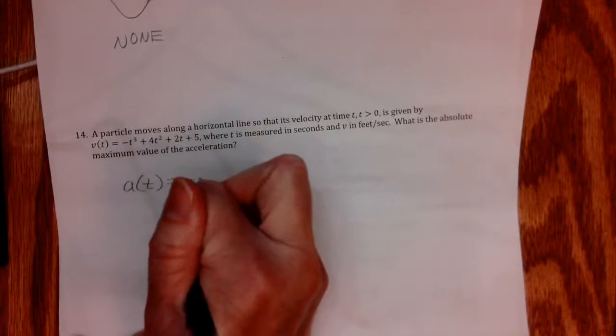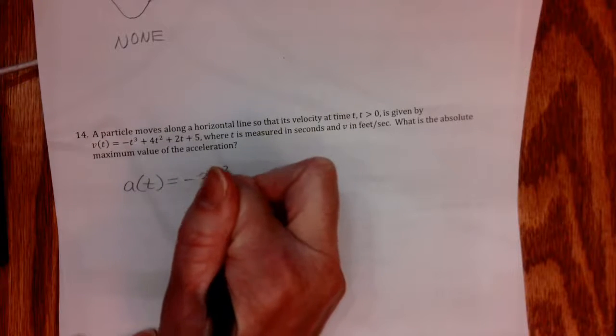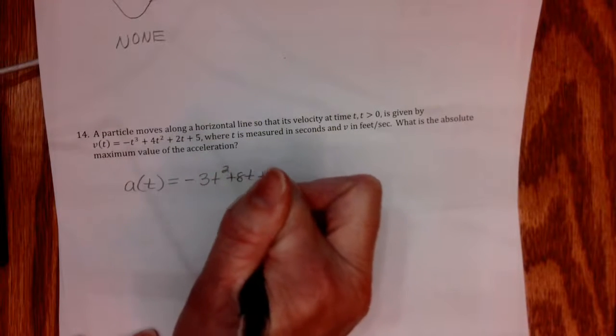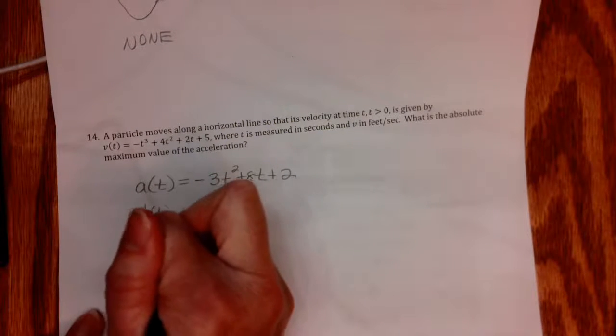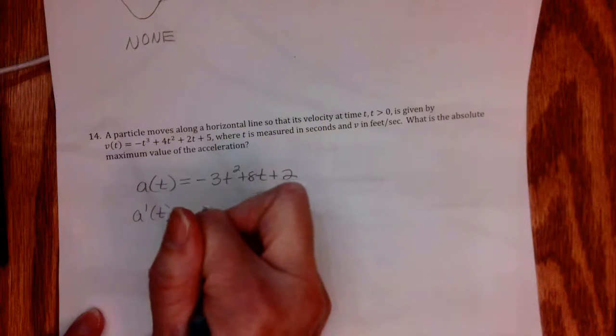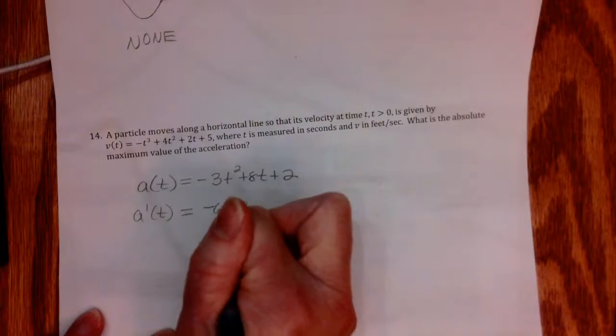I'm going to find the acceleration first because we're asking for the maximum value of acceleration. We get negative 3t squared plus 8t plus 2. To find the maximum value of anything, I would analyze the derivative of that function. My derivative is negative 6t plus 8.